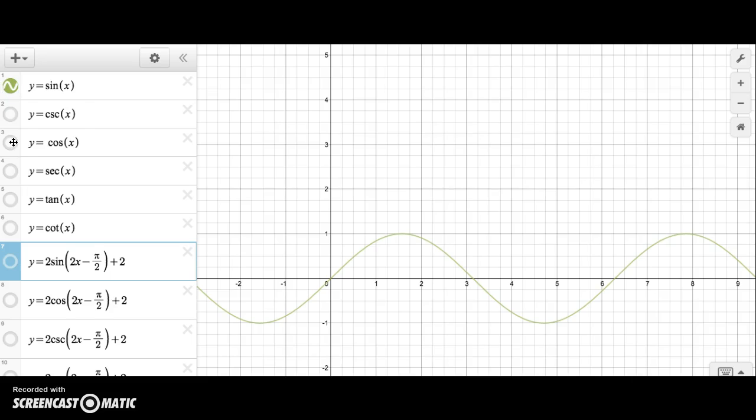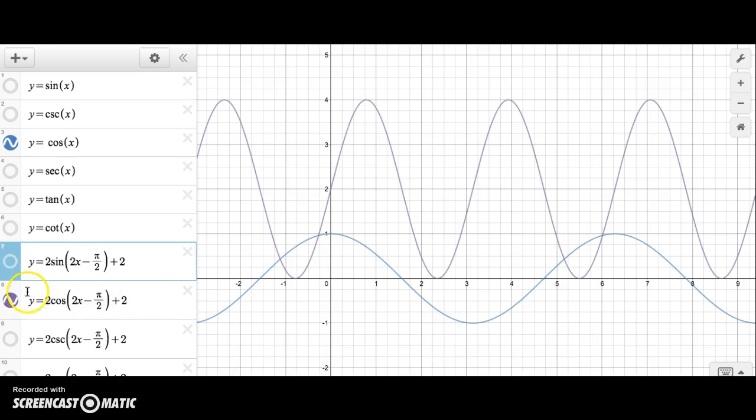And the same thing happens again for our friend cosine. So here's our friend cosine. Again, we have that 2 cosine of 2x minus pi over 2 plus 2.